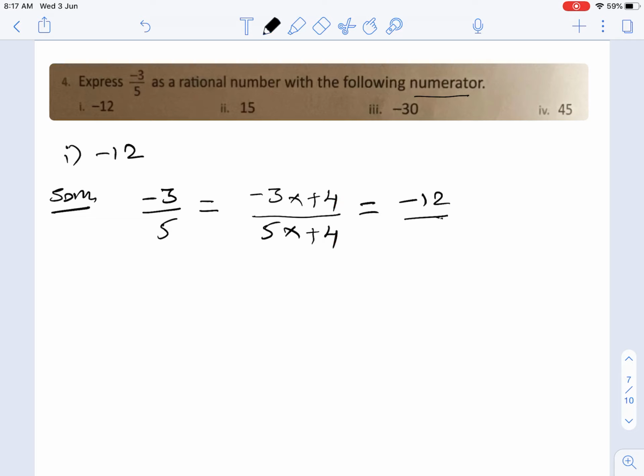Okay, now what you have to do, multiply this one: plus into plus, you will get plus, and then 5 into 4, that is 20. Is it clear? So this is our required number. Hope you all must have understood up till here.